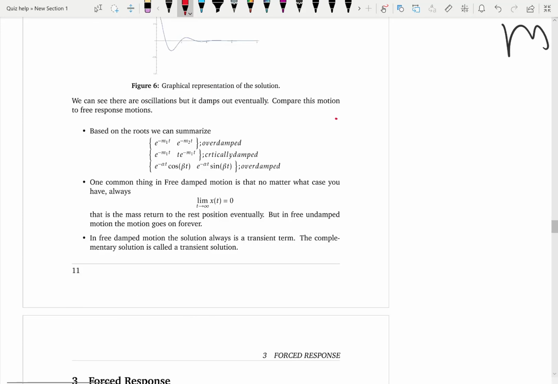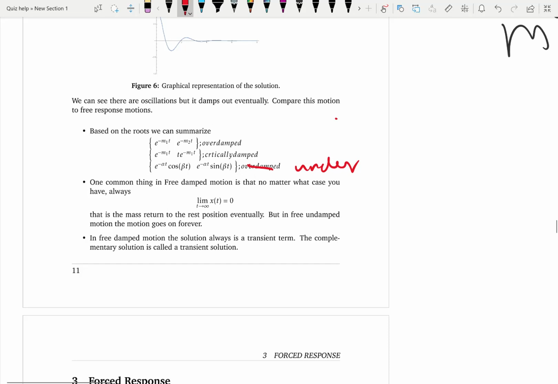Now let's summarize. We have three cases: overdamped, critically damped, underdamped. You get the overdamped case when you have two distinct real negative roots. The roots are negative, with exponential decay behavior and no oscillations in your solution. You will have exponential functions and you approach the rest position. Critically damped is the same behavior, but you have repeated roots.